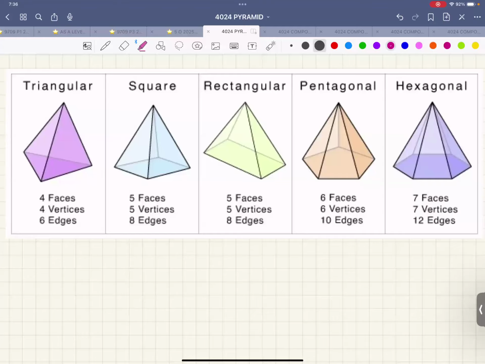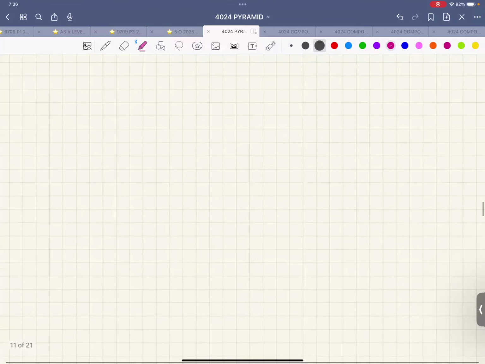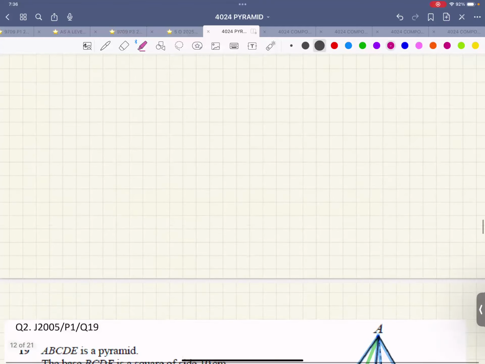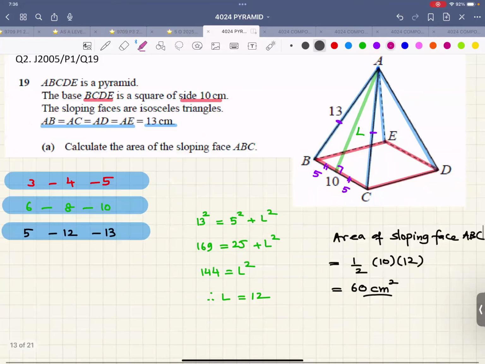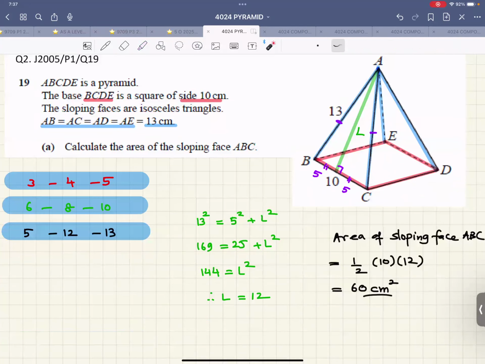Now, different kinds of pyramids are there. We don't have to go into that much depth. Over here, let's look at this question. It says ABCDE is a pyramid. A is at the top and BCDE is over here. It's a square of side 10 centimeters.